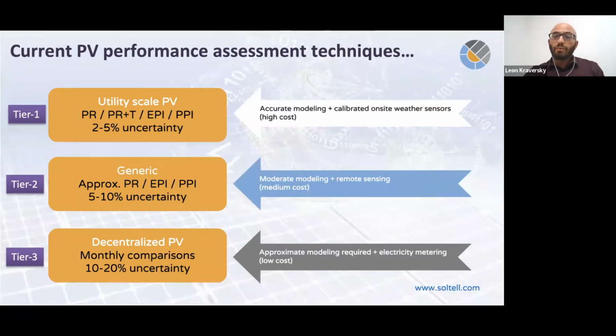Now, in the middle, we have something which can be suited for both. This is a kind of generic, and this is utilizing remote sensing. Those techniques have developed over the past decade, and they provide a reasonable 5 to 10% uncertainty. So this is quite good for the decentralized PV in most cases, but it's certainly not getting to the level of tier 1. In terms of costs, it is about in the middle, but it's getting lower. So it's a kind of partial solution for the decentralized assessment problem. Next slide, please.